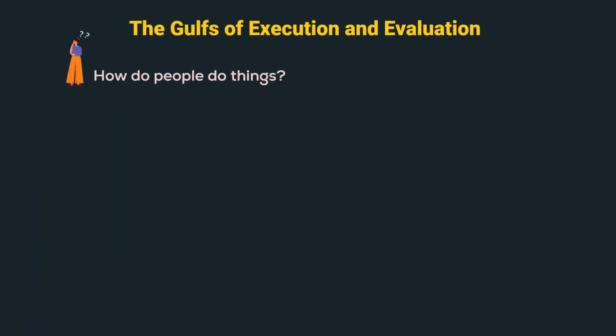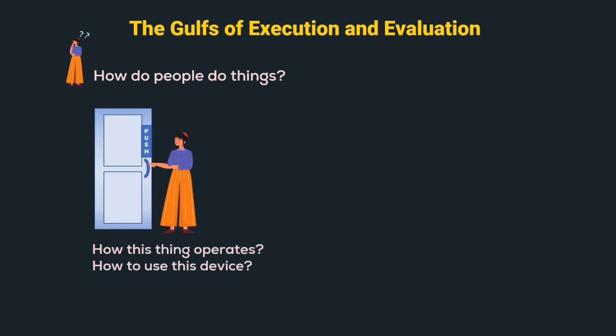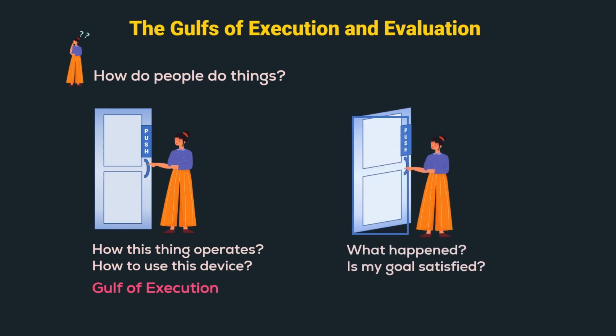First, let us try to answer this question. How do people do things? Whenever people interact with something, they face two gulfs. First, they try to figure out how something works, also known as the gulf of execution, and after performing the action, they try to figure out what actually happened, also known as the gulf of evaluation.